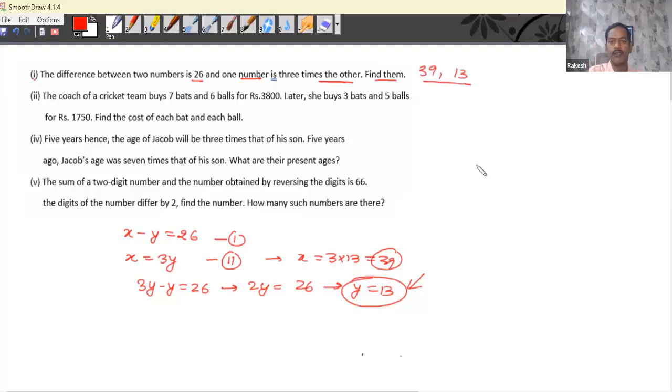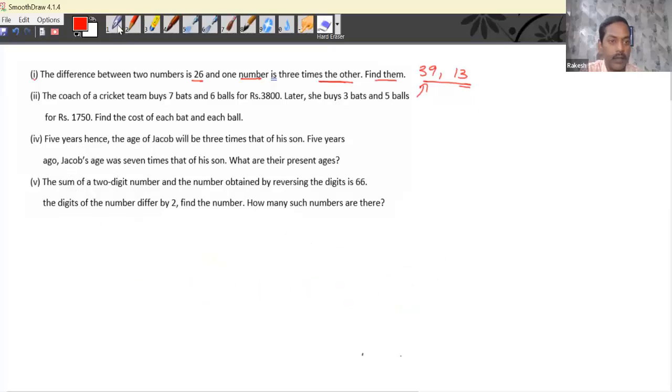Their difference is 26 and one number is 3 times the other. Fair enough, right? You should have got these values also. Next, the coach of a cricket team buys 7 bats and 6 balls for this many rupees. Later, she buys 3 bats and 5 balls for this many rupees. Again, we have to find the cost of each bat and ball. This is very similar to the previous pencil and pen questions we did, right?